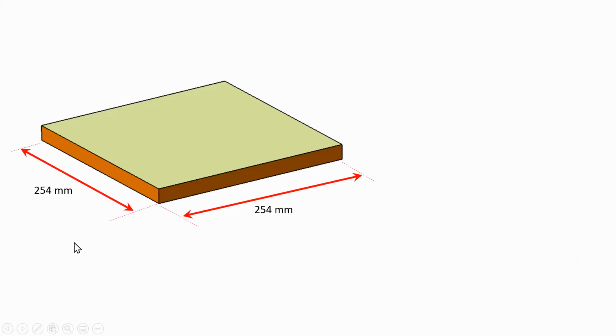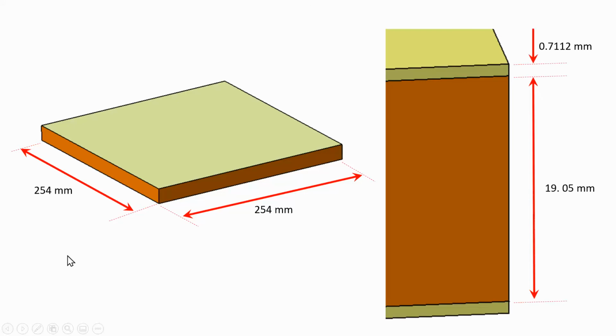Now, the specific problem that I'm going to be doing is a 254 millimeter by 254 millimeter square plate. If you look at the true scale zoomed into one of these corners, the core, the honeycomb, is down here about 19 millimeters, and the top face and the bottom face, which basically hold this core together, bonded to the rest of the structure, are less than a millimeter thick.